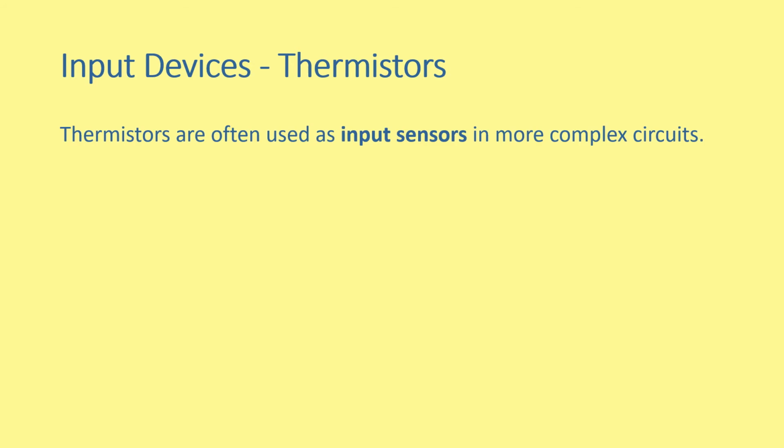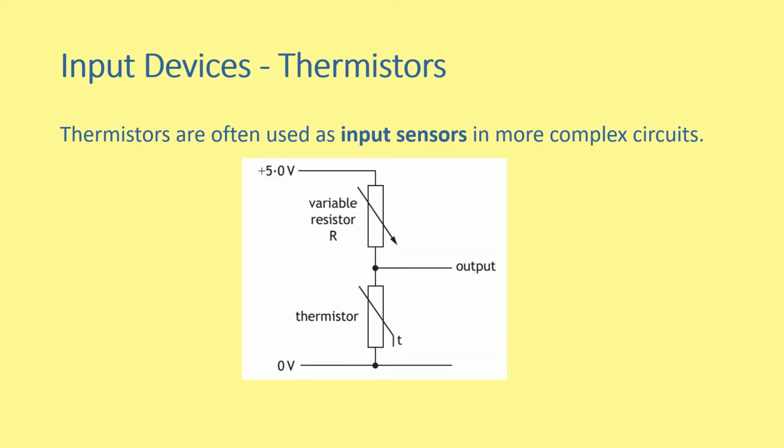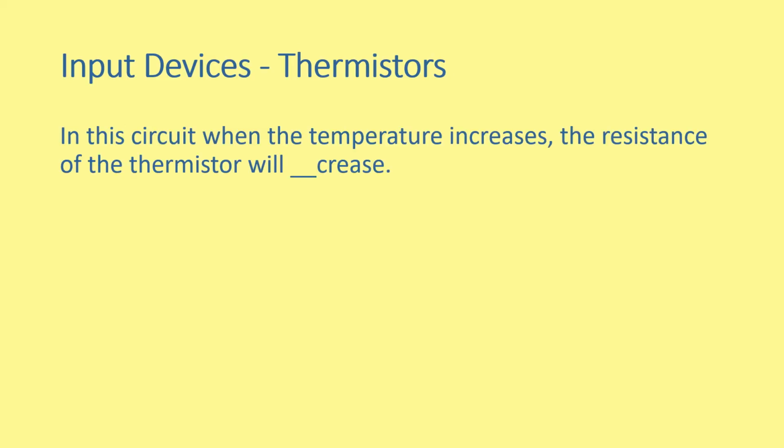Thermistors are often used as input sensors for more complex circuits. For example, here the thermistor is being used to divide the potential between two resistors. And then this would then be connected to a larger circuit, perhaps going to a thermostat or maybe a temperature control on a washing machine. In this circuit, when the temperature increases, the resistance of the thermistor will decrease.